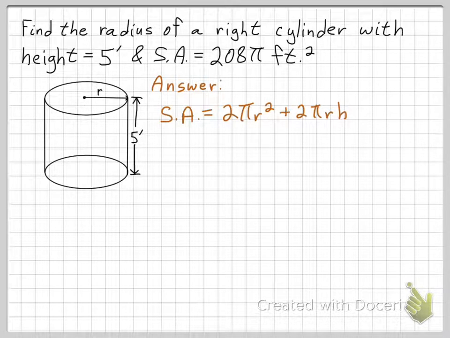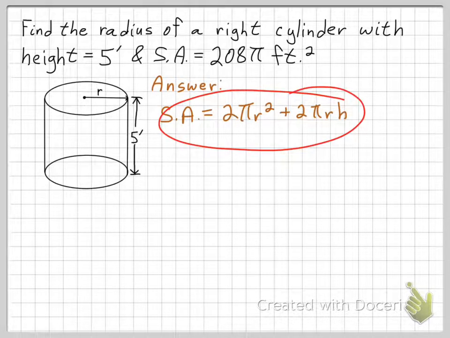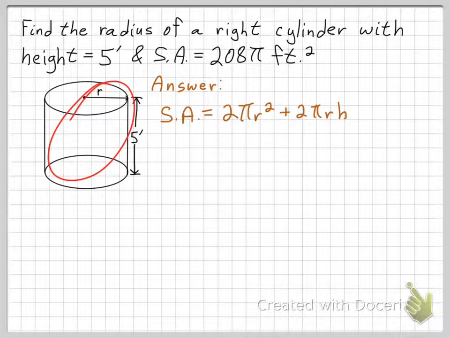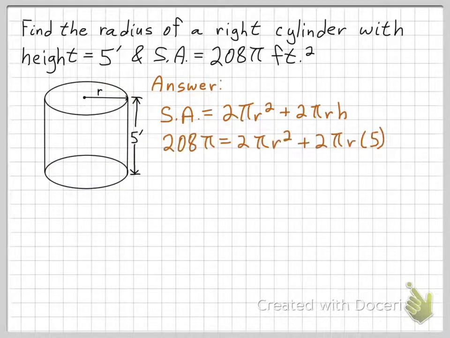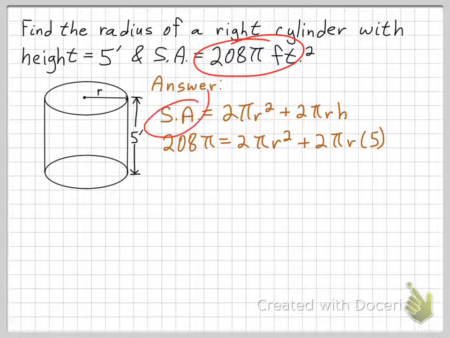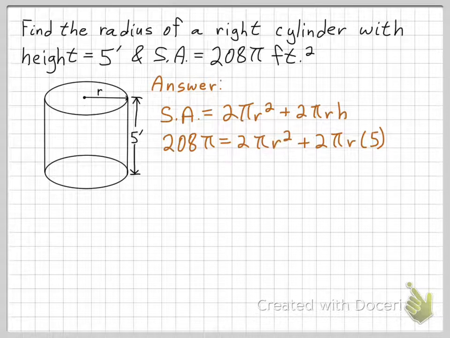Okay, so here's the answer. It's the same formula as our previous can of soup problem, right? To find the surface area of a right cylinder, it's 2 pi r squared plus 2 pi r h. And then substituting in values, I know that my surface area is 208 pi. So that's where I get the 208 pi from. That equals 2 pi r squared plus, the height is 5, that's where I get the 5 from for height, and then 2 pi r. And it is our task to solve for the radius, r.